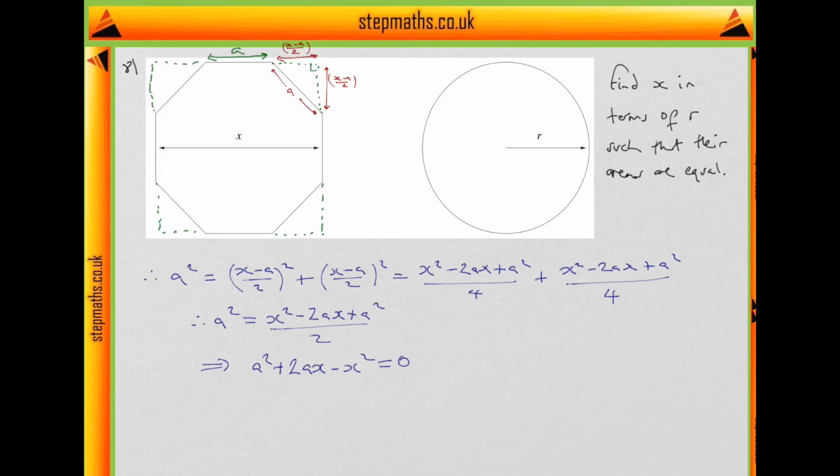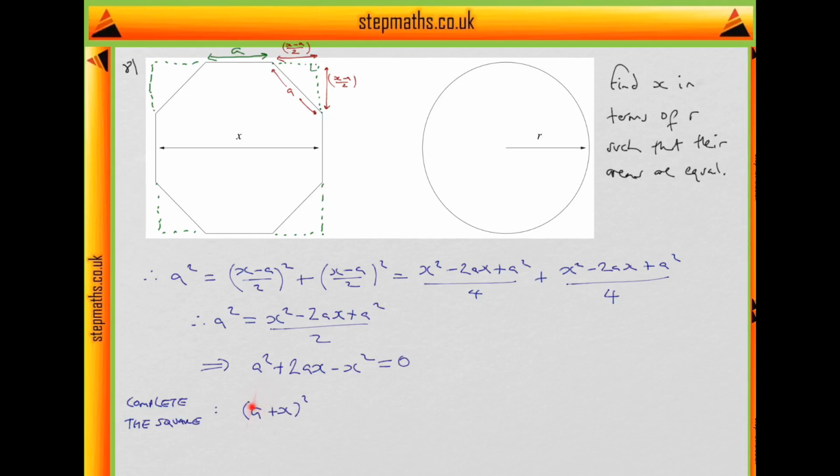Well, we've introduced the variable a. We don't want that variable in our final answer. So we need to somehow get rid of the a and get a in terms of x. So how are we going to do that? All we're going to do is complete the square. So doing that, we get (a plus x) all squared.